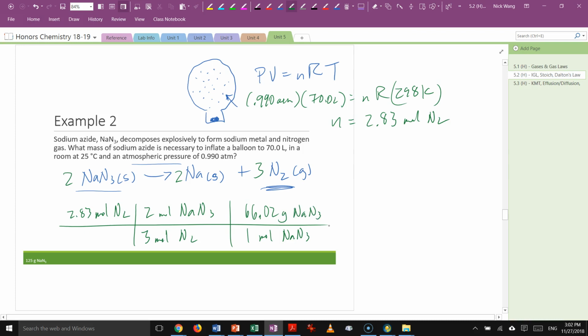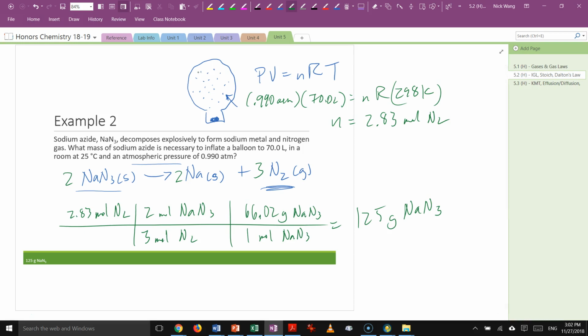Now, this is pretty much a setup just like we see anywhere else, regardless of gases. Then you do some math and find out that you need 125 grams of NaN3 to decompose very quickly, to form enough N2 gas particles to inflate the balloon to the volume, temperature, and pressure that the problem requires.